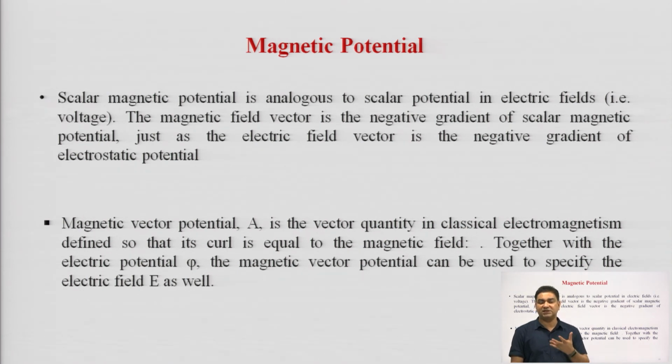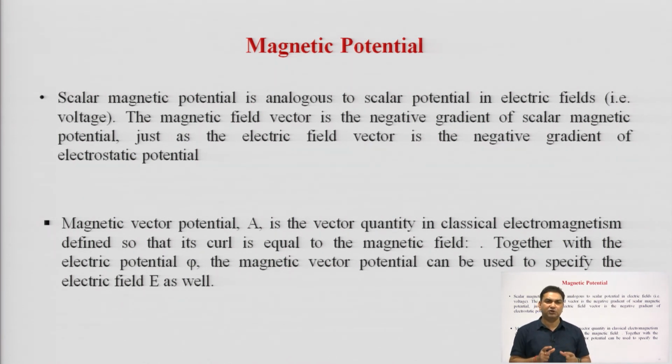Scalar magnetic potential is analogous to scalar potential in electric fields. It means the magnetic field vector is the negative gradient of the scalar magnetic potential, just as the electric field vector is the negative gradient of the electrostatic potential. Magnetic vector potential A is the vector quantity in classical electromagnetism, which is defined so that its curl is equal to the magnetic field, and together with the electric potential phi, the magnetic vector potential can be used to specify the electric field E as well.